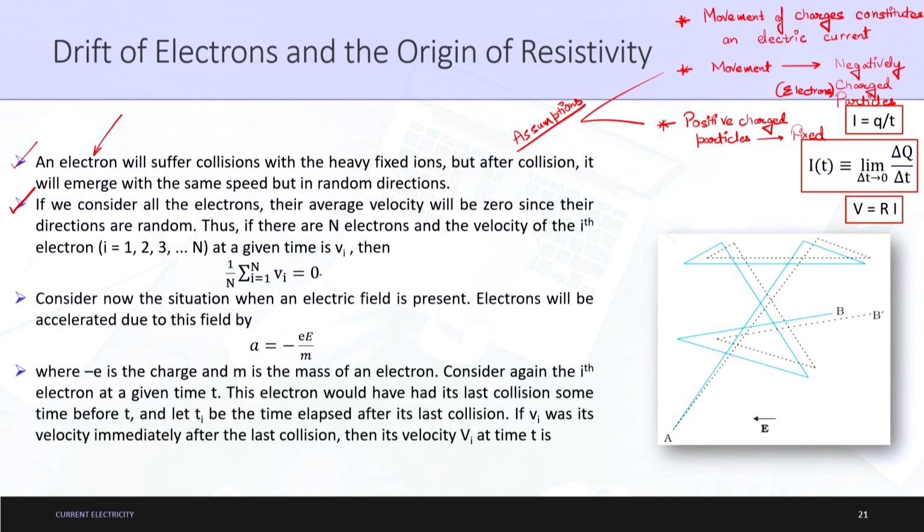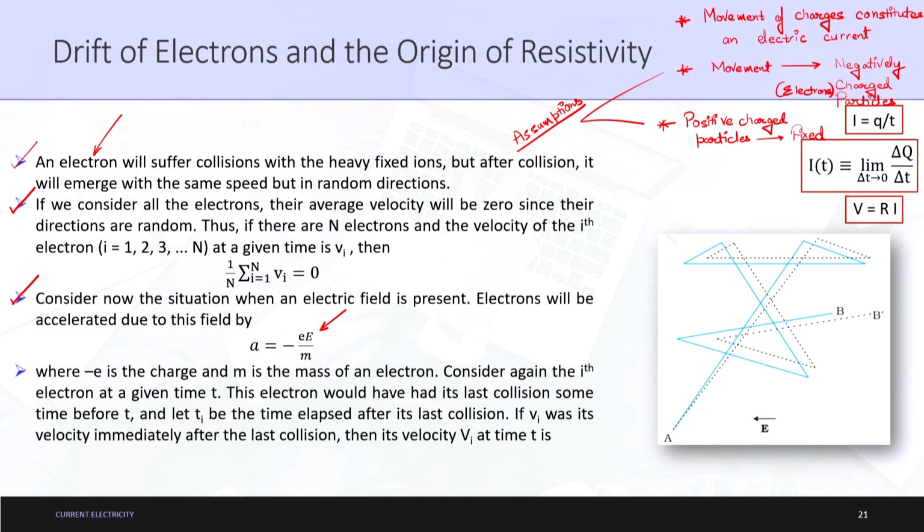Okay. Now consider the situation when an electric field is present. Electrons will be accelerated by the field with acceleration capital A equal to small e capital E by m. Please remember this formula. I think this was also explained in the previous topic on current electricity, that was charges. So please remember, even if you do not remember from that portion, that capital A is nothing but small e capital E by small m, where minus e is the charge and small m is the mass of an electron.